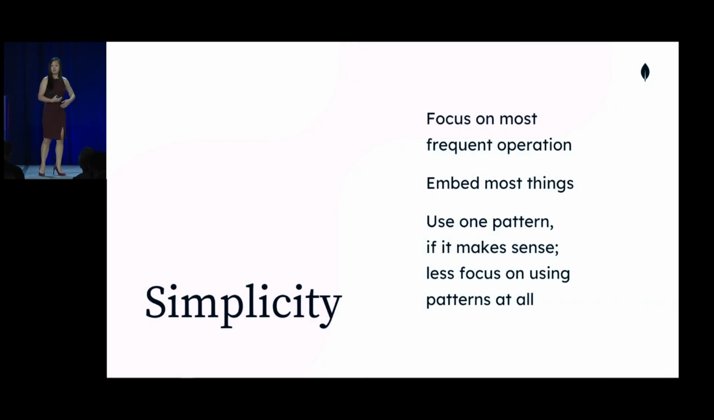So for the most part, if you find yourself on the simplicity side, if you say this is what we need to model for, out of the 3 phases in informing your data model, you'll find that focusing on the most frequent operation, embedding everything, embed all the things, and using only one pattern, if it even makes sense, maybe not even using any patterns at all, is the way that you can focus on simplicity. Focusing on creating the simplest data model that you can create.